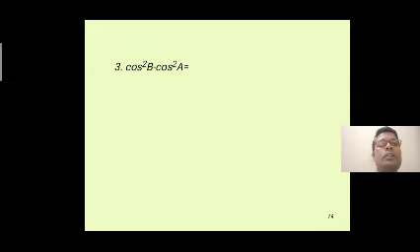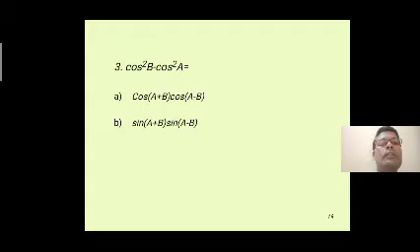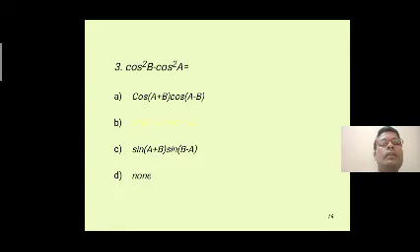The third question: cos square b minus cos square a equals what? Options: cos of (a plus b) into cos of (a minus b), sin of (a plus b) into sin of (a minus b), sin of (a plus b) into sin of (b minus a), D, none of these. What is the answer? Sin of (a plus b) into sin of (a minus b).